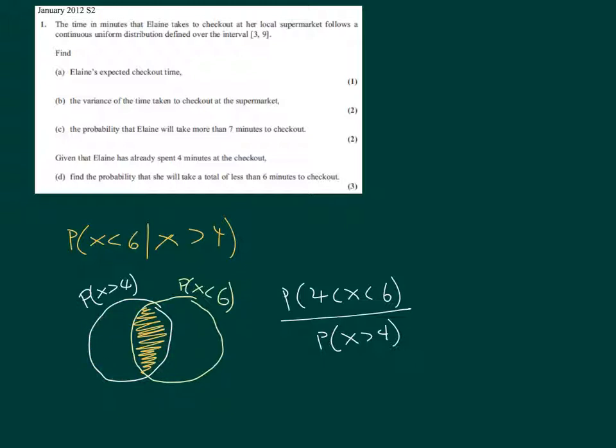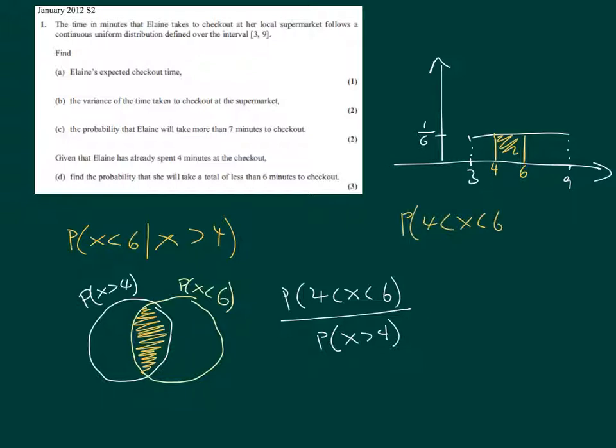So in order to work this out, we need to have a sketch of the graph. The distribution is between 3 and 9, with a height of a sixth. And so we need to find the probability that x is between 4 and 6. So that'll be this bit between 4 and 6. The length of that rectangle is 2, the height is a sixth, so 2 over 6 is a third.